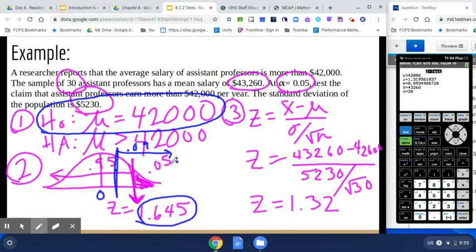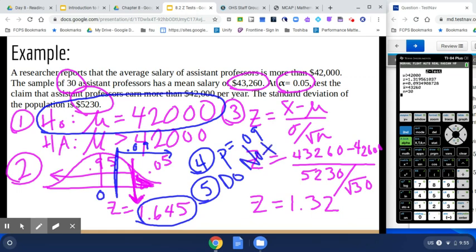So again, this supports my decision when the p-value is 0.09. This supports my decision to not reject the null hypothesis. If I'm not rejecting, that means I'm keeping it.